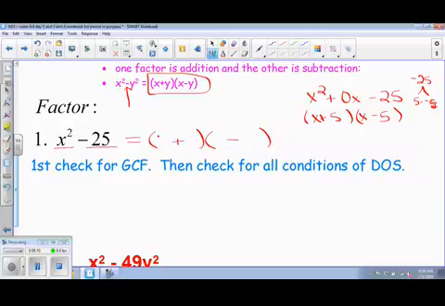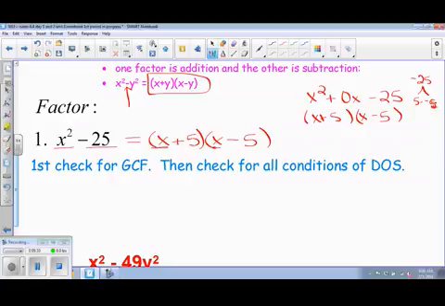The square root of x squared is x, so it's going to be x times x. The square root of 25 is 5, so it's going to be 5 times 5. Because what happens when you go to check it? Your middle term disappears, right? How do you know one's going to be plus and one's going to be minus? Because that's the pattern that you follow. It's always one plus, one minus. That's going to work out every time because look at what happens.